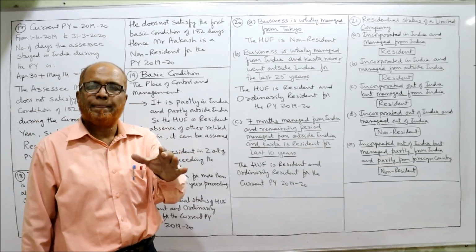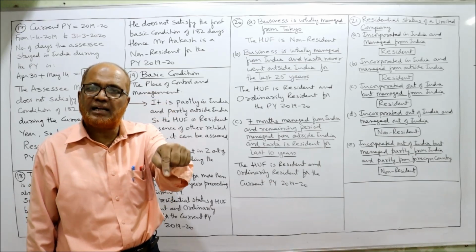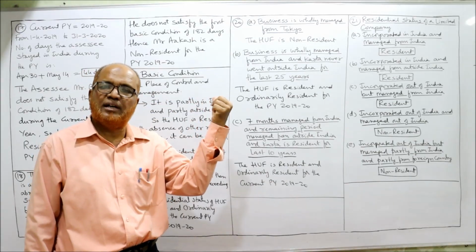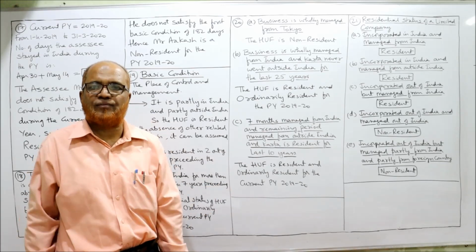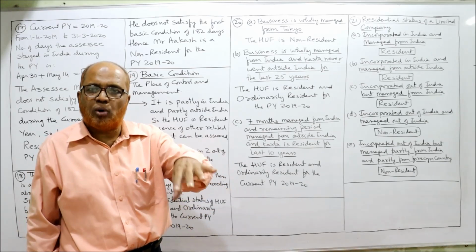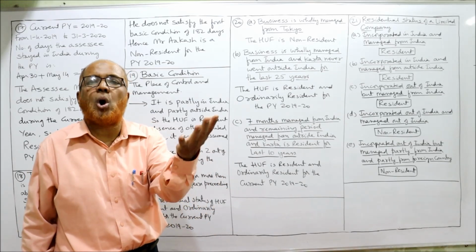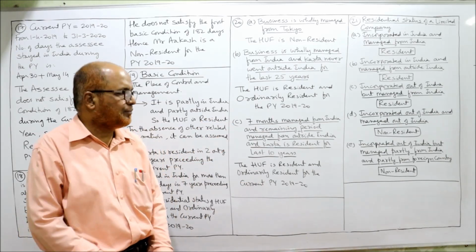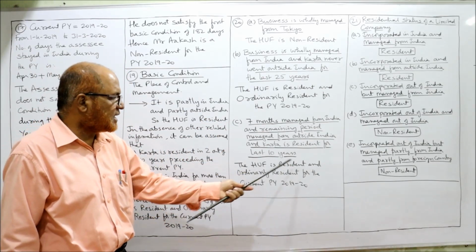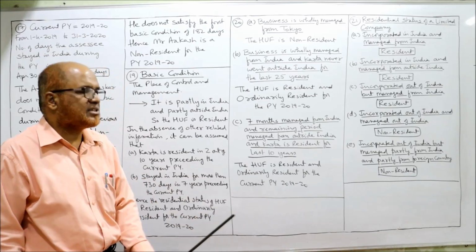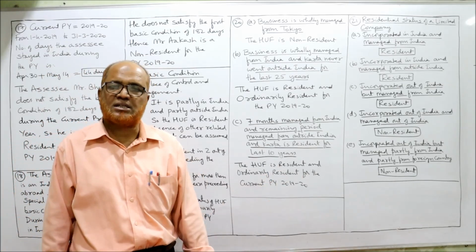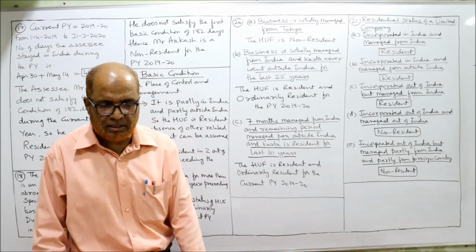So first of all, control and management is partly in India and partly outside India, so it's a resident HUF. The karta satisfies both the additional conditions, so it is an ordinarily resident HUF. The HUF is resident and ordinarily resident for the previous year 2019-20. That's it. This is the end of problem number 20.